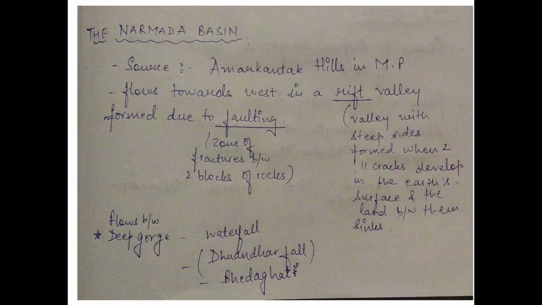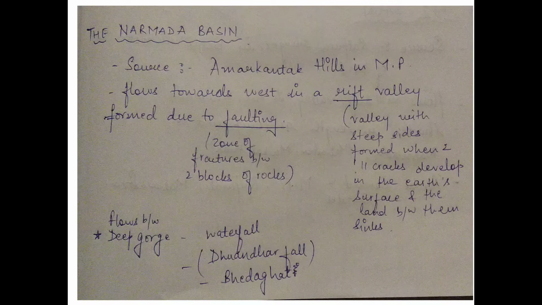Now we will discuss one by one. First of all, the Narmada Basin. Its source is Amarkantak Hills in Madhya Pradesh. It flows towards west in a rift valley formed due to faulting. And what is rift valley? Valley with steep sides formed when two parallel cracks develop in the earth's surface and land between them sinks.